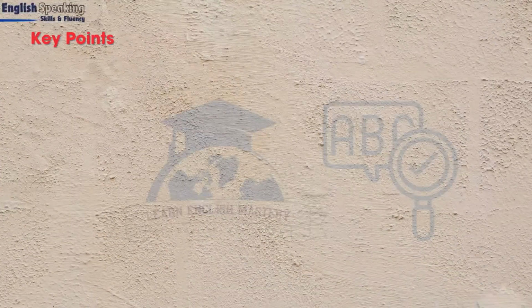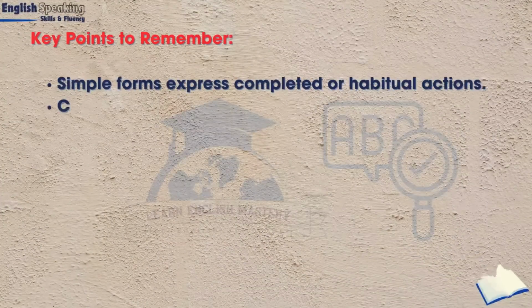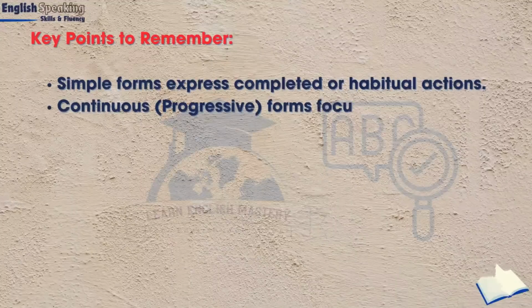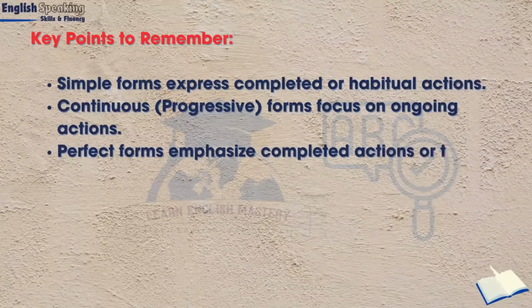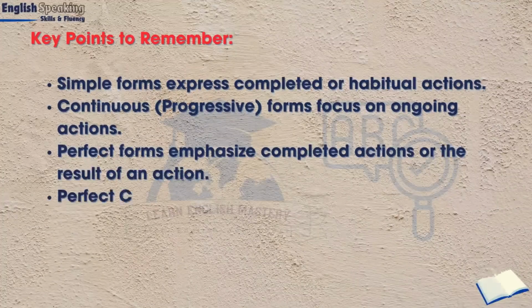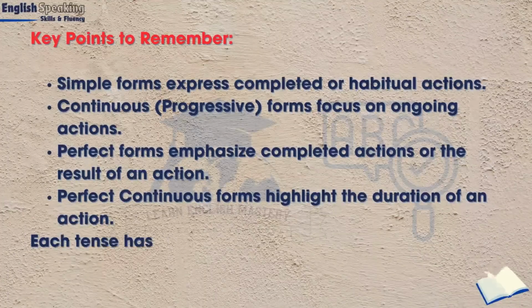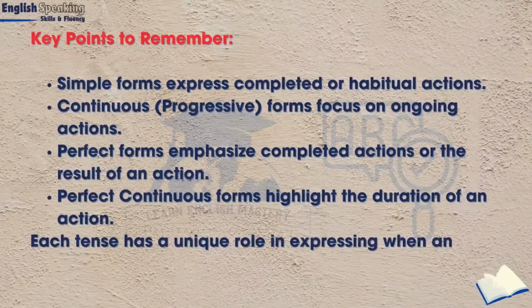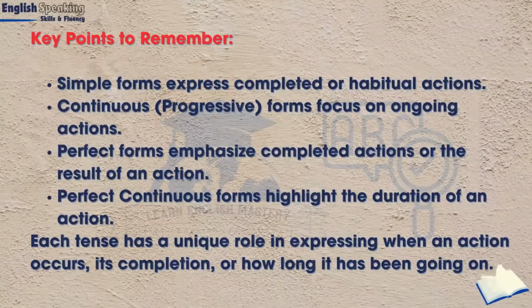Key points to remember. Simple forms express completed or habitual actions. Continuous (progressive) forms focus on ongoing actions. Perfect forms emphasize completed actions or the result of an action. Perfect continuous forms highlight the duration of an action. Each tense has a unique role in expressing when an action occurs, its completion, or how long it has been going on.